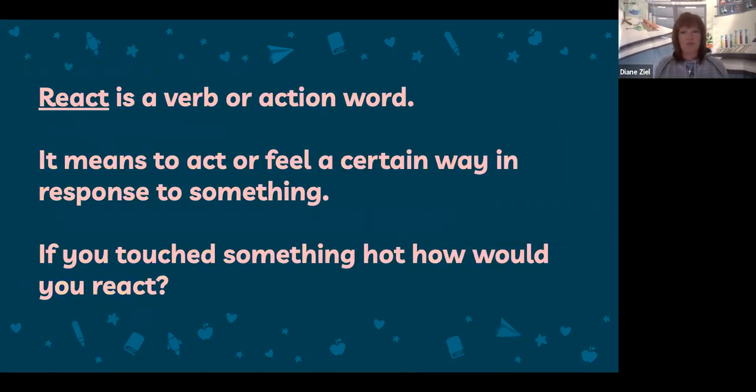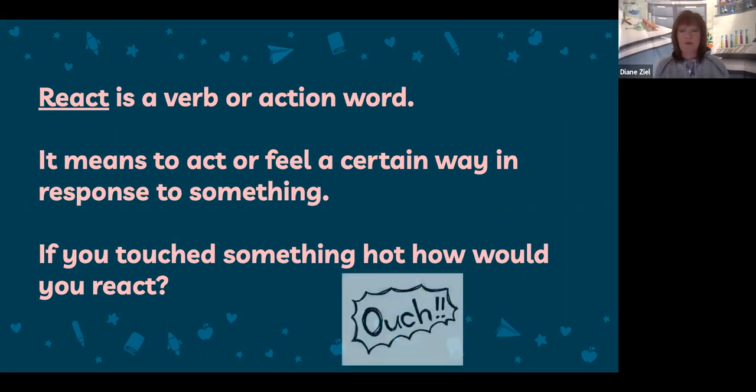React is a verb or an action word. It means to act or feel a certain way in response to something. If you touch something hot and it burned your finger, how would you react? Your reaction might be to say, ouch, that hurt. That's how you acted and that was your response to something hurting, such as touching something hot and burning your skin. That was a reaction to the feeling of pain.